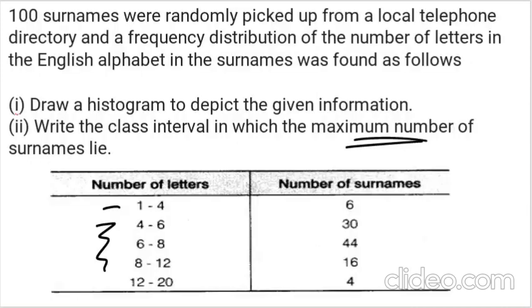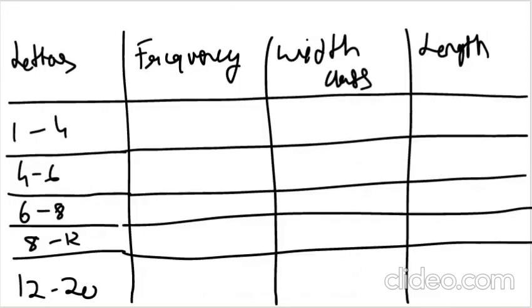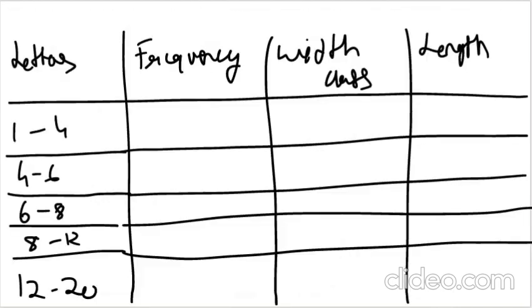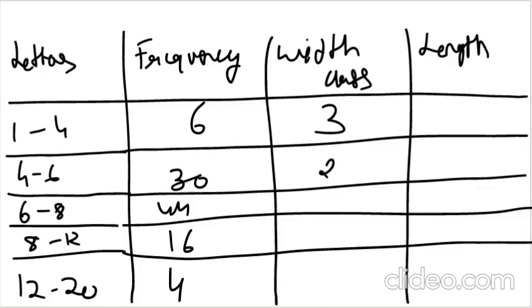Here we have the class intervals 1 to 4, 4 to 6, 6 to 8. Now the frequencies given are 6, 30, 44, then 16 and 4. Now the width of the class: for 1 to 4 the width is 3. For 4 to 6, the width is the difference, 6 minus 4, which is 2. Then 8 minus 6 is again 2. Then 12 minus 8 is 4, and 20 minus 12 is 8. That is the width of the classes.